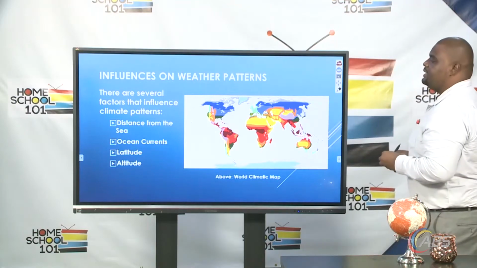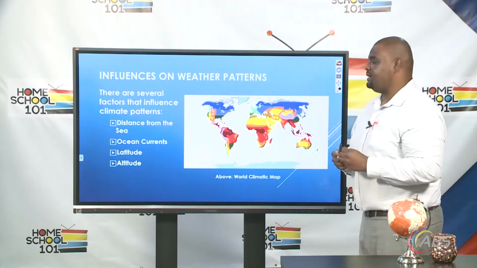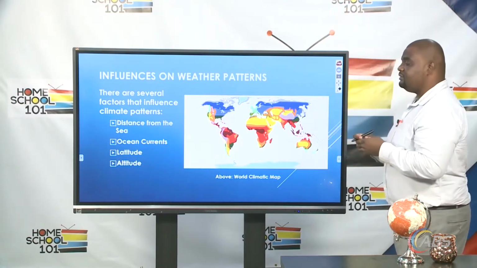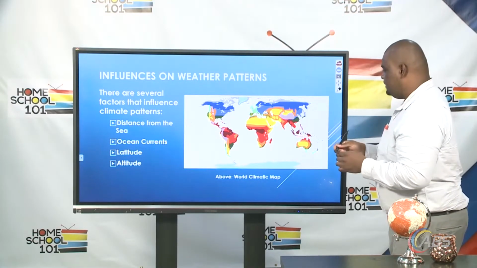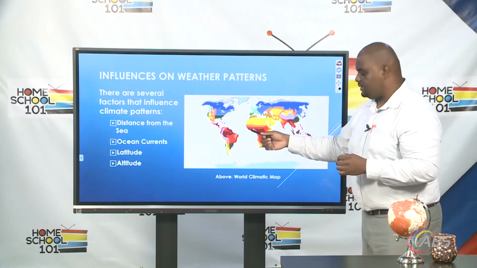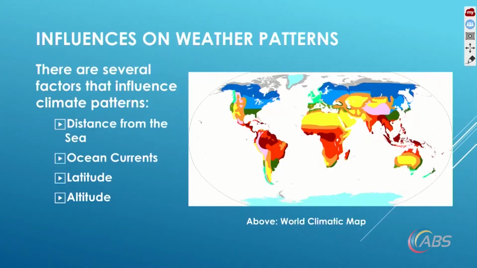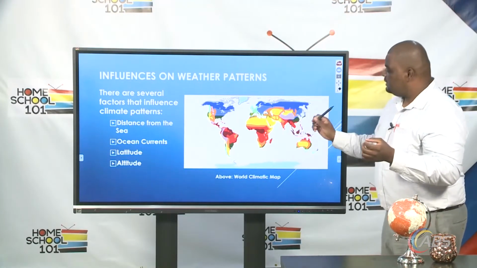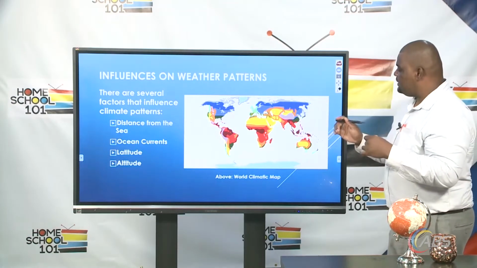All right, so some of the influences on climatic patterns: distance from the sea, ocean currents, latitude and altitude. Now, here are some examples of some climates. The dark red here, or burgundy if you want to call it that, would be the equatorial or tropical rainforest that we know of, where you find the anaconda and the jaguar and so on. Then you have the savanna regions, giraffes, elephants, that type of stuff. Then you have the deserts. Those are some of the ones that we're going to be looking at.